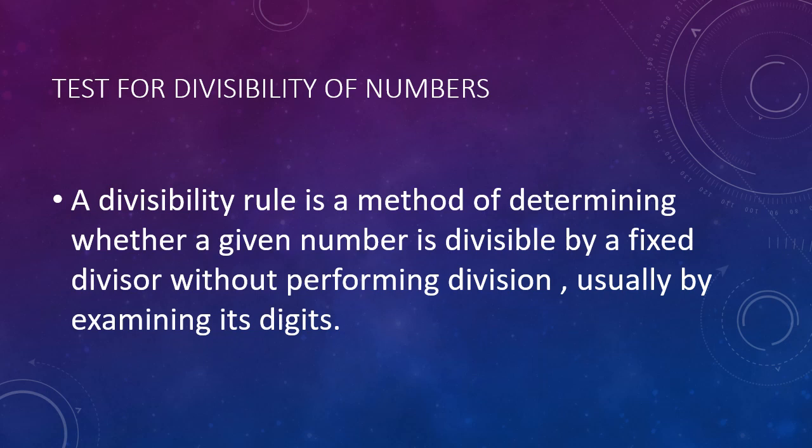Test for Divisibility of Numbers. A divisibility rule is a method of determining whether a given number is divisible by a fixed divisor without performing division, usually by examining its digits.